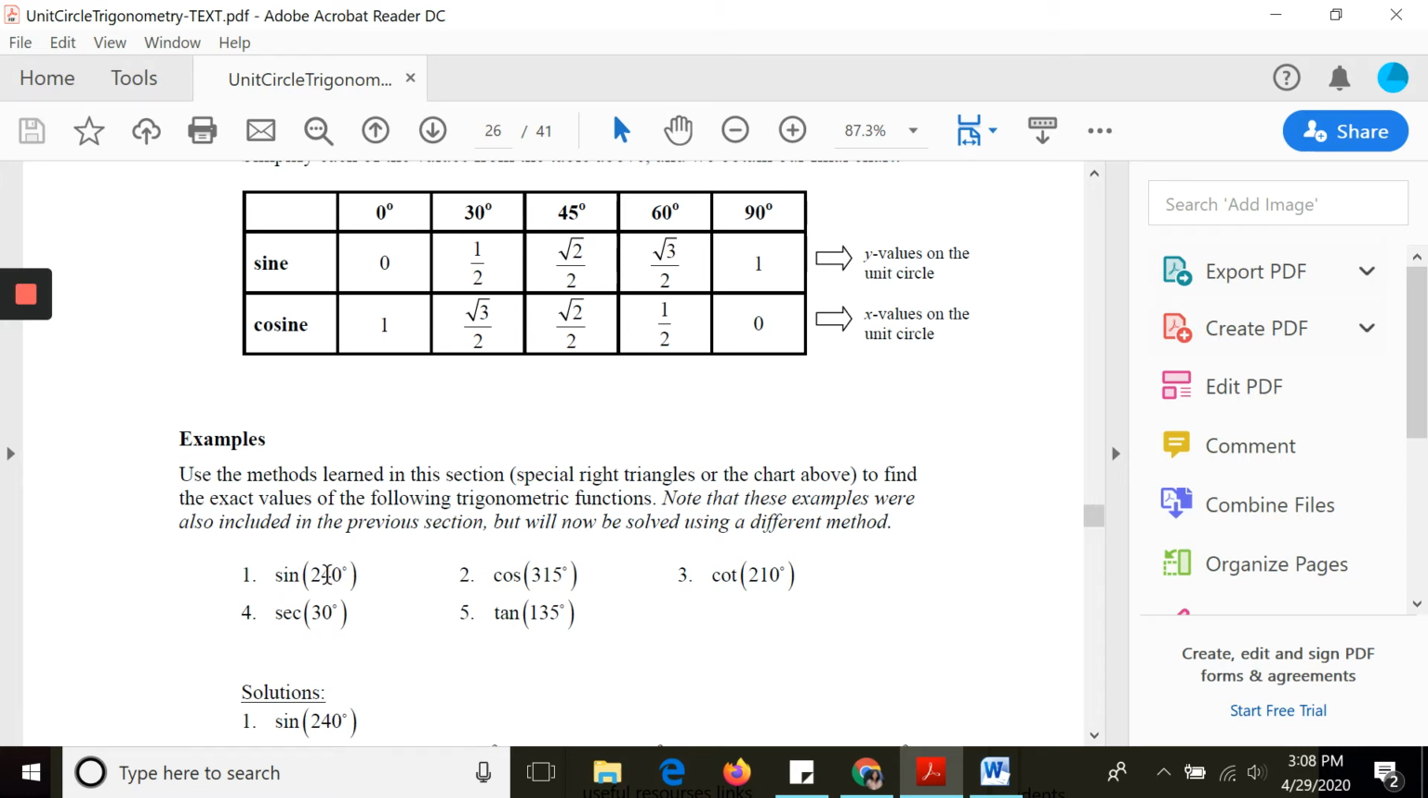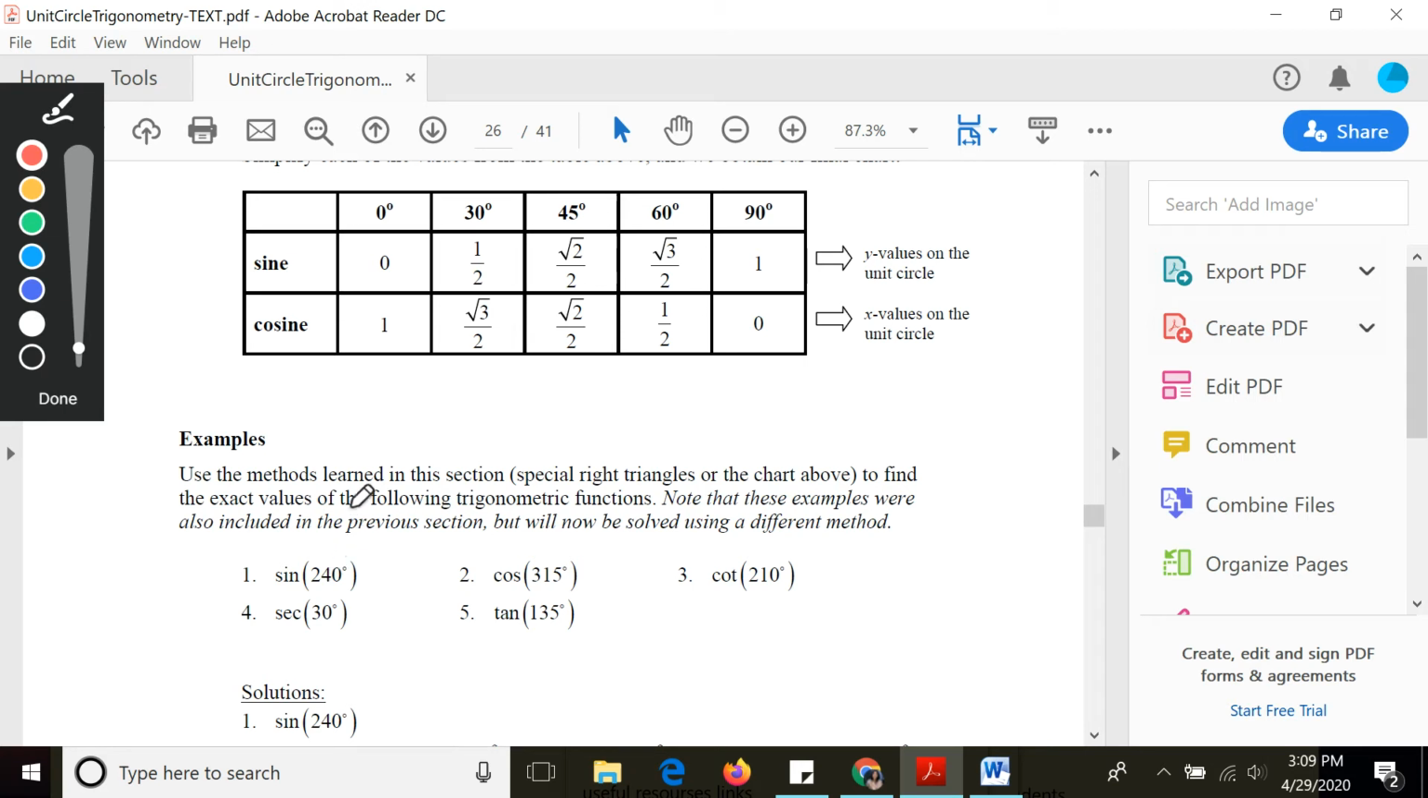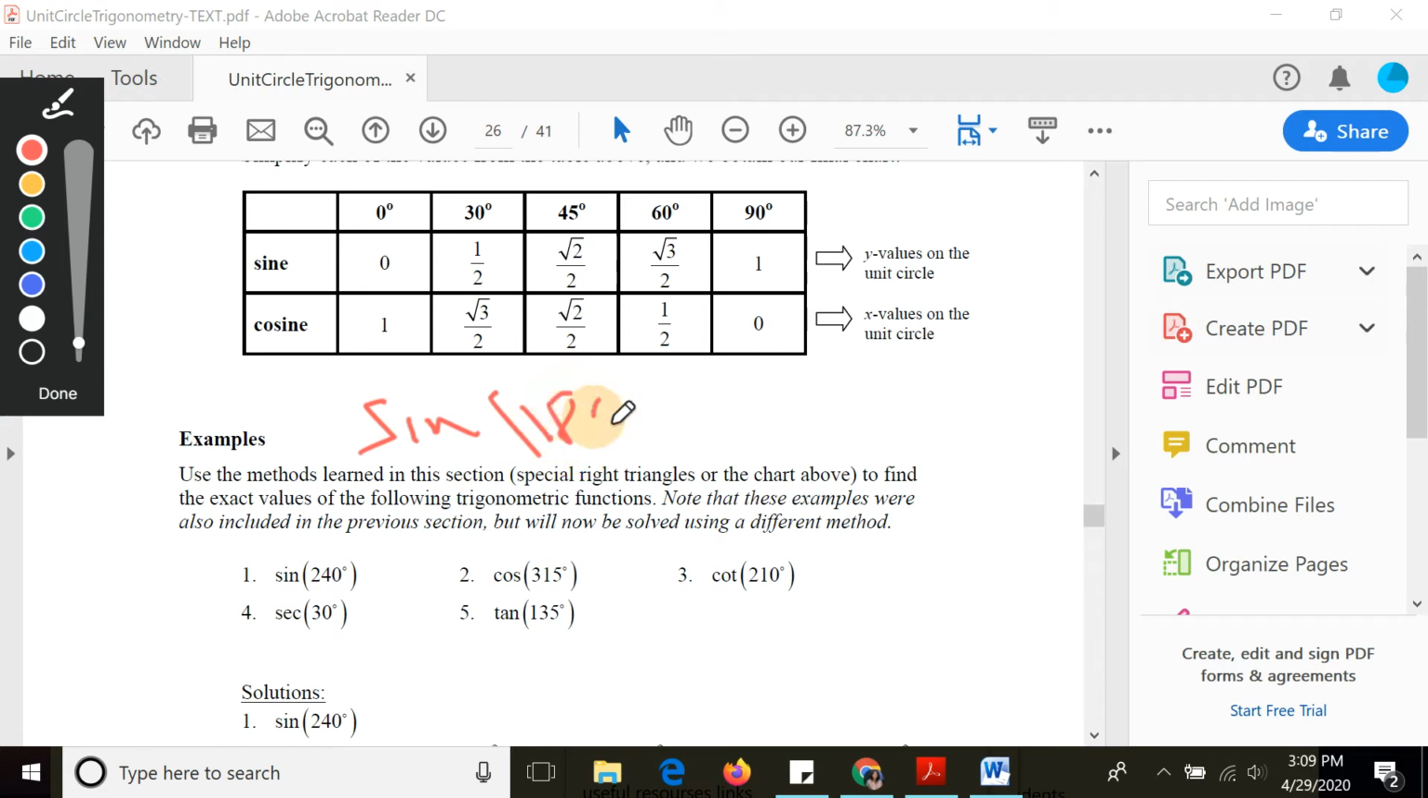So sine 240 degrees. Whenever you are trying to find the values, you always have to use these angles, 0, 30, 45, 60, or 90, and always try to change this in the form of 180. So whether it's 180 minus theta, always an even multiple of 90. So 180 minus theta, or 180 plus theta, or 360 minus theta. So I'm going to change sine 240. As you can see from here, sine 240 can be written as 180 plus 60.